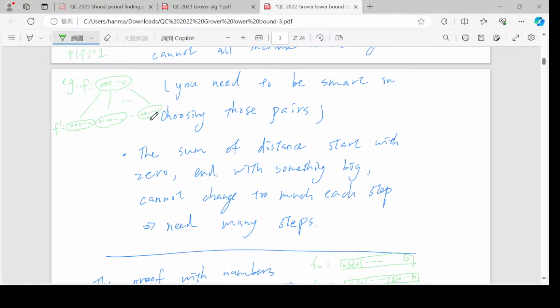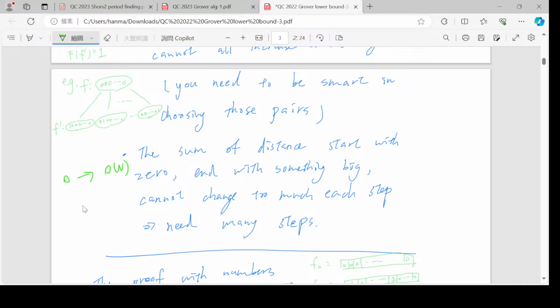Okay. And then we will show that when you use one quantum query on this thing, the sum of all those distances cannot change too much. So we can do a quick counting. The sum of distance starts at 0, and in the end all of those need to have a distance of about a constant, so about order n.